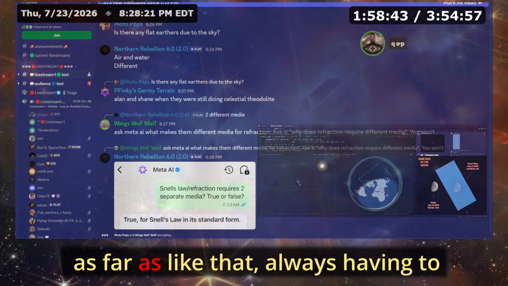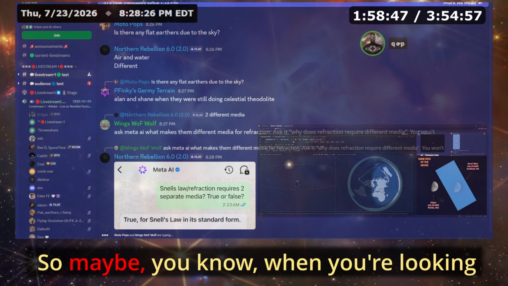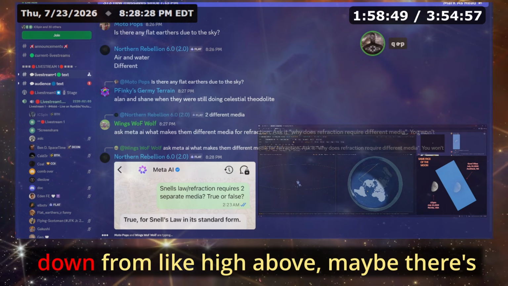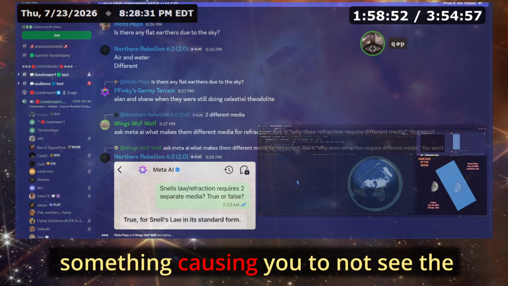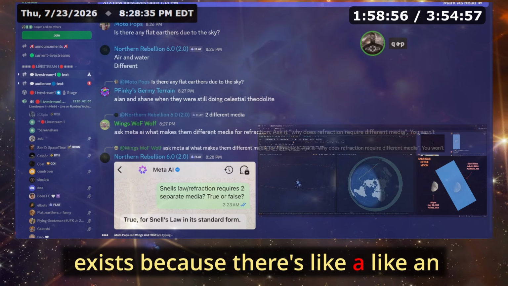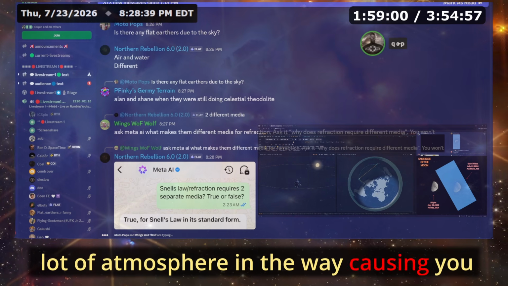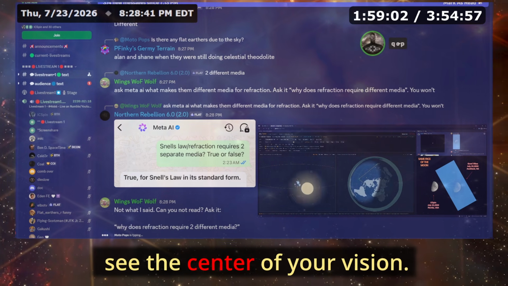So as far as that always having to be eye level, I would agree. So maybe when you're looking down from high above, there's something causing you to not see the actual eye level horizon that still exists, because there's an apparent horizon being caused by a lot of atmosphere in the way, causing you not to see far enough to see the center of your vision.